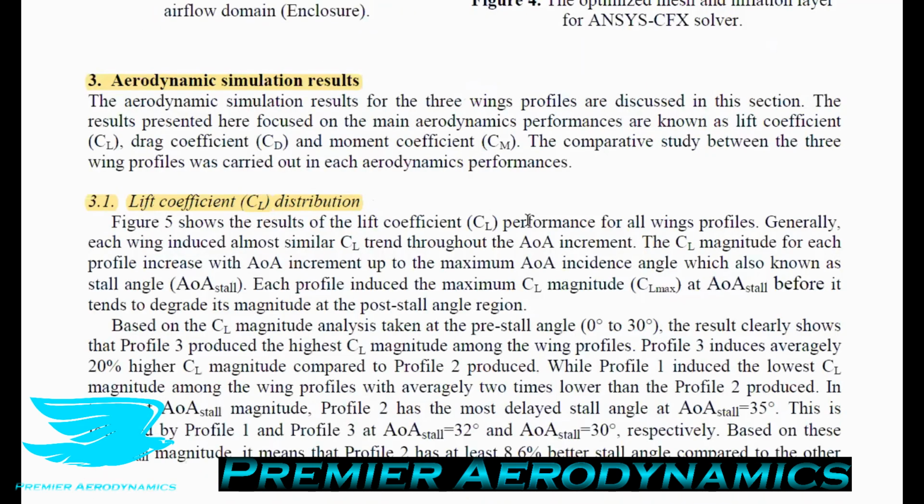Now, in the aerodynamic simulation results, they talk about the lift coefficient. So they simulated these airfoils in CFX, as I mentioned, which is a CFD package in ANSYS. That's a Navier-Stokes solver, by the way.